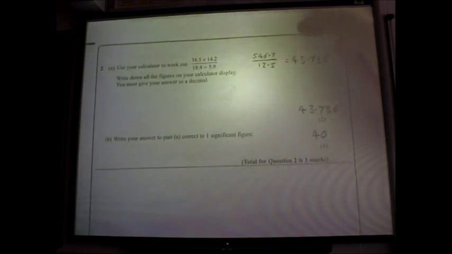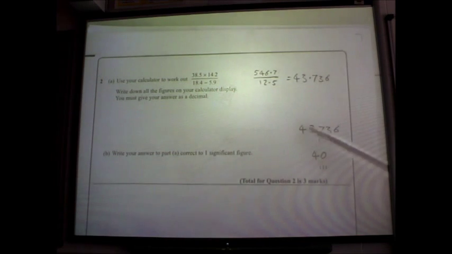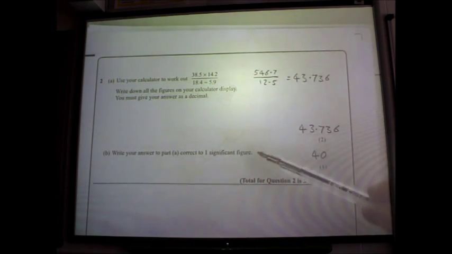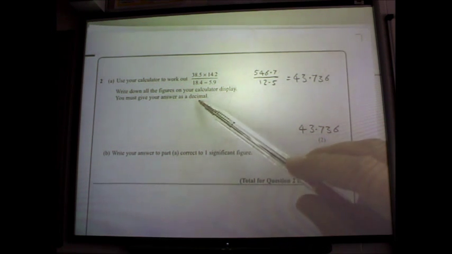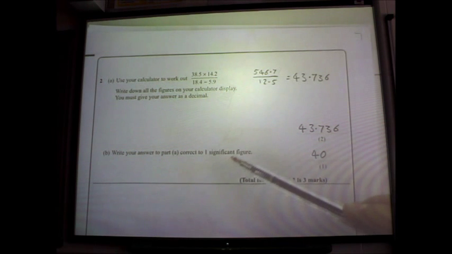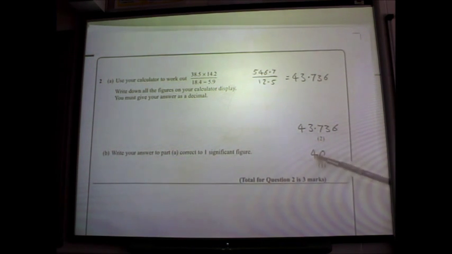Question 2. Use your calculator to work this one out. Just put it in, you get that and that. Divide it, you get that. You must give your answer as a decimal. So if it gives it as a fraction, just convert it. So that's that. One significant figure. It just wants one main number in it, so it's nearer to 40 than it is to 50.